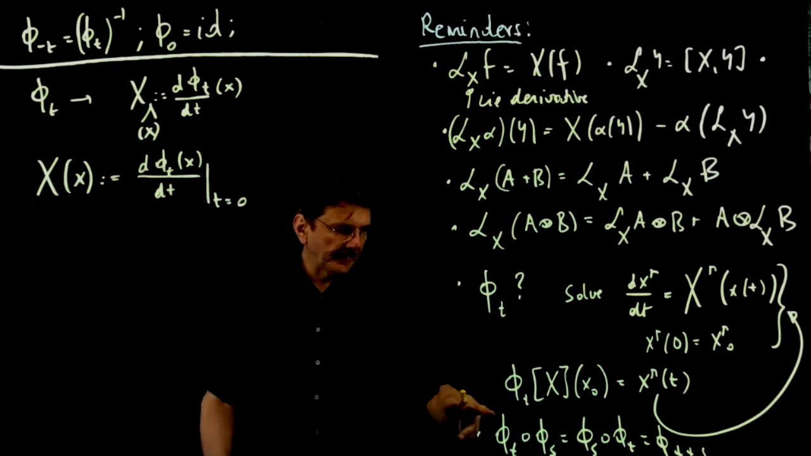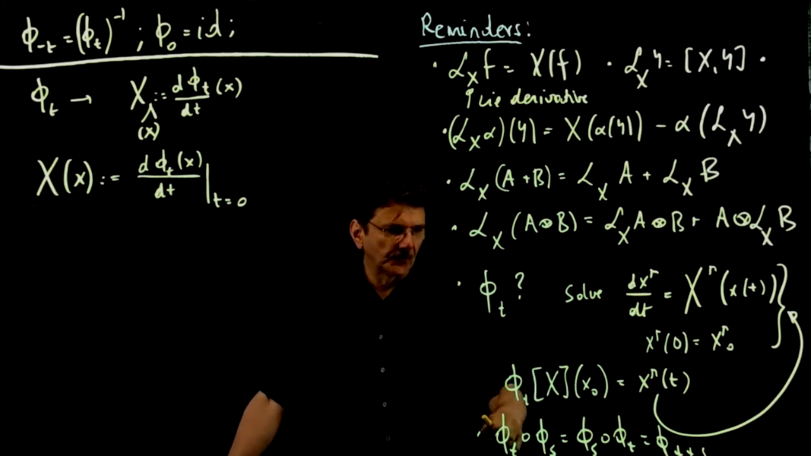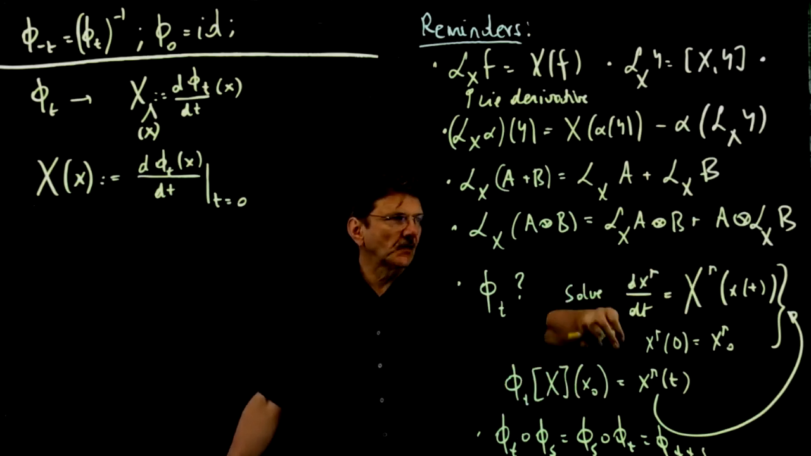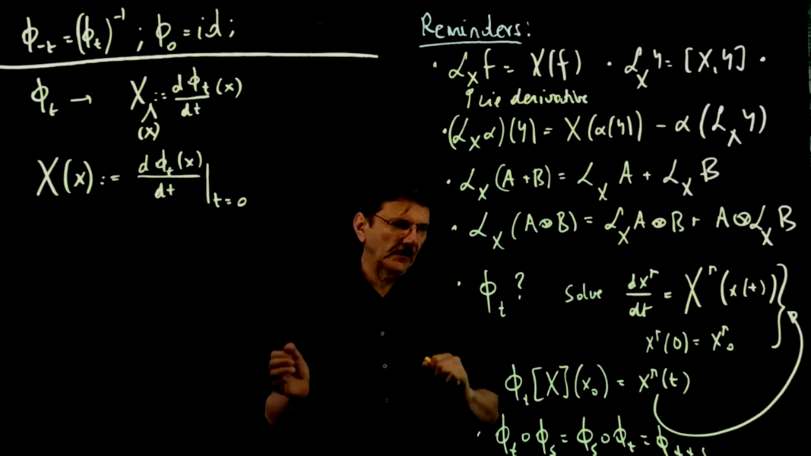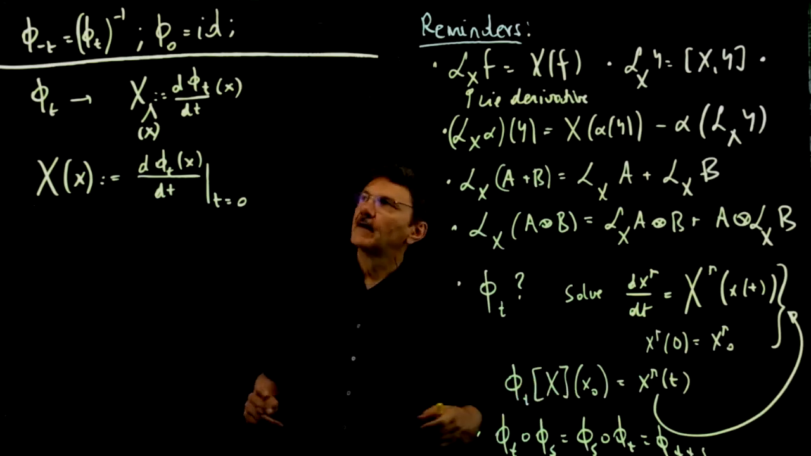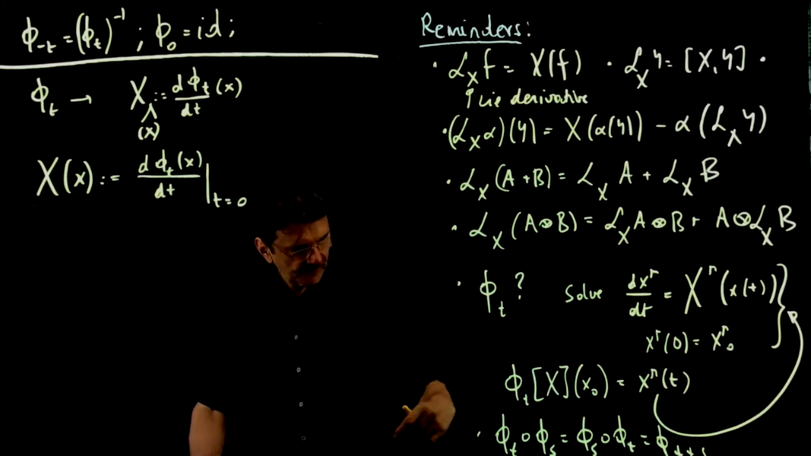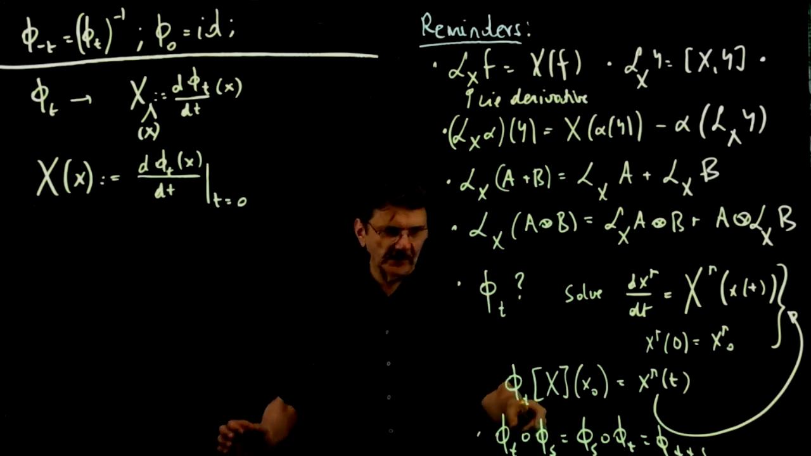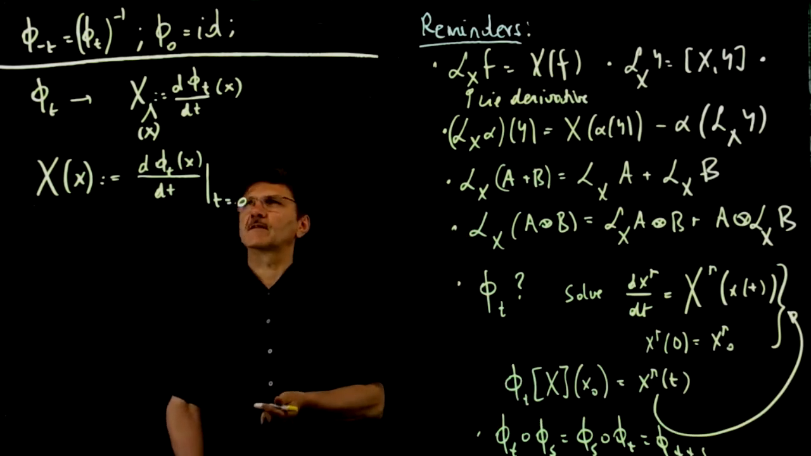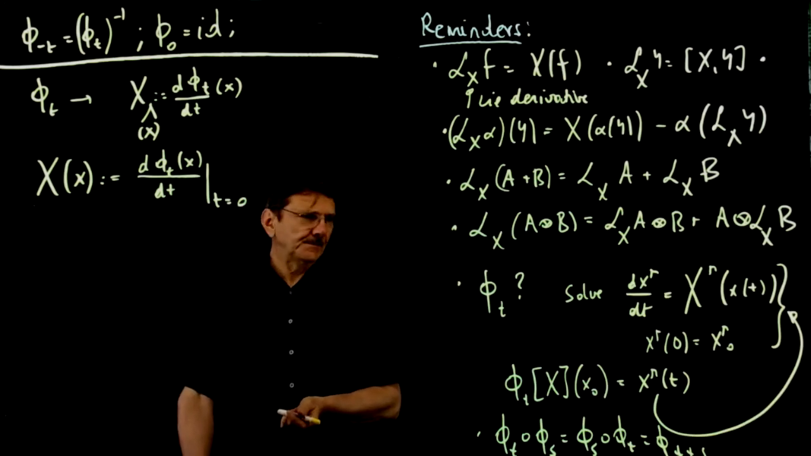And these properties here are true if this equation has global solutions, global in time, for every point. If you only have local solutions, then these relations are still true locally, I mean for smaller, maybe not for all t and s, but for small t and s, for example, near a point.